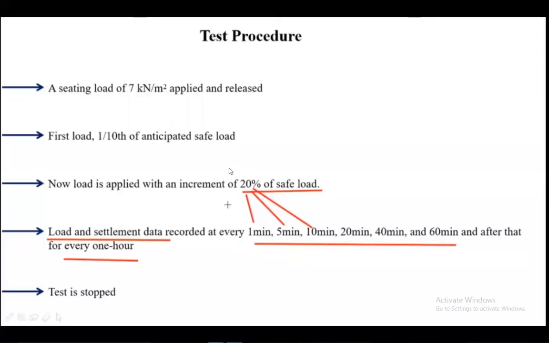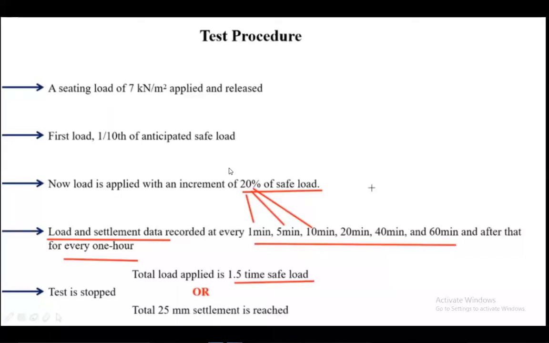Now the question is, when do you stop the testing? There are different schools of thought, different codes, different methods of stopping the load, different criteria. The first criterion is if your applied load reaches 1.5 times the safe load. As we have discussed, let's say your expected safe load is 1000 kilonewton, so you will stop the test if your applied load becomes 1500 kilonewton. That is one way. The other way is if your settlement reaches 25 mm.